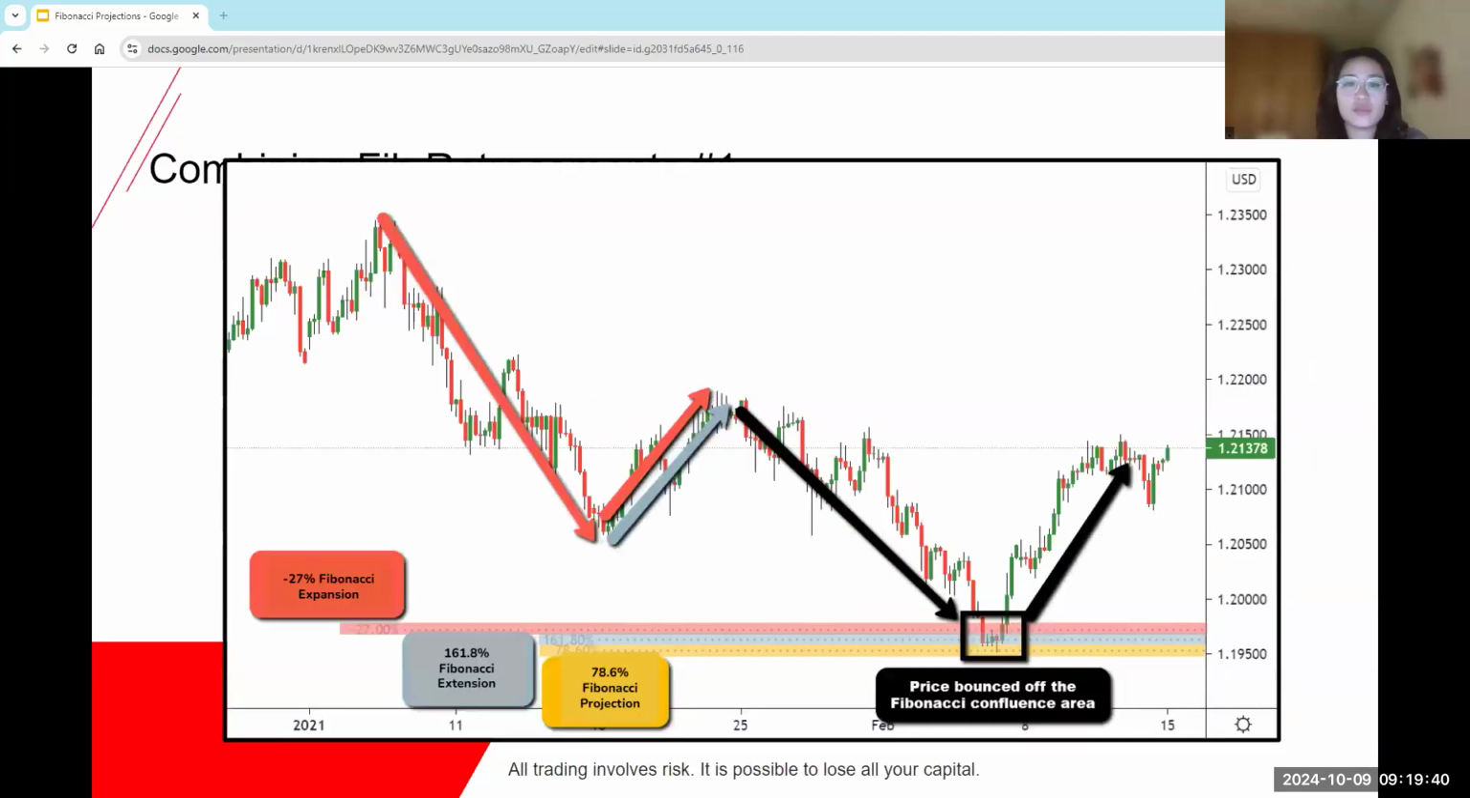So let's look at this example. We have three different Fibonacci methods here with the minus 27% Fibonacci expansion that lines up with the 161.8% Fibonacci extension and the 78.6% Fibonacci projection.